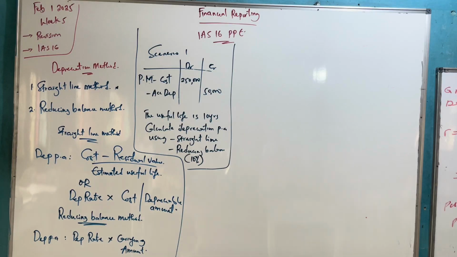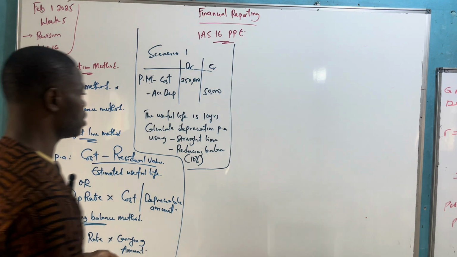Anybody? How much, using straight line? What about reducing balance? Straight line is 20,000. Reducing balance is 25,000. Okay, let's check.